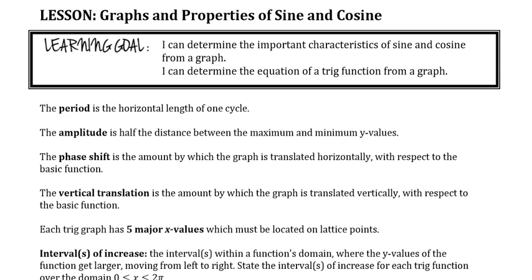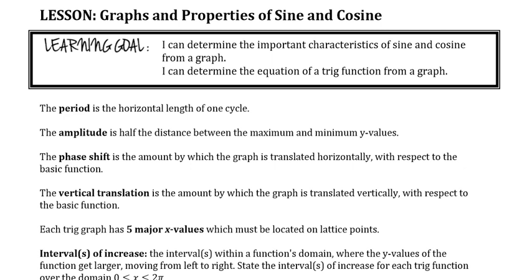The amplitude is half the distance between the max and the min. That's an easy way to find it. If you have the zero line, if you know where the middle is, then it's the distance from the middle to the max or the middle to the minimum. That's the same as saying halfway between the max and the min, right?